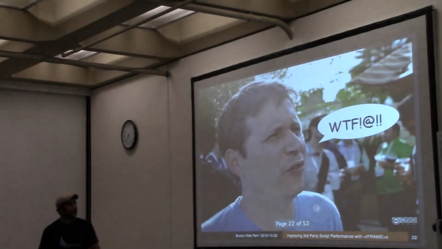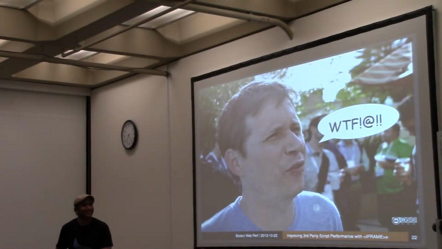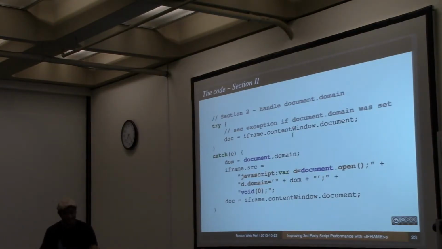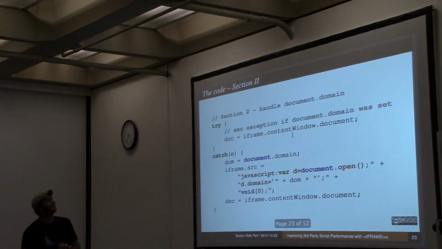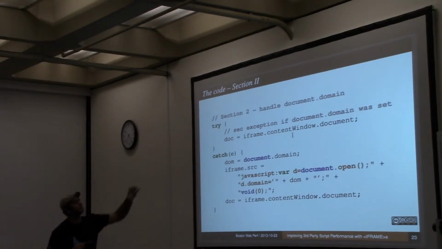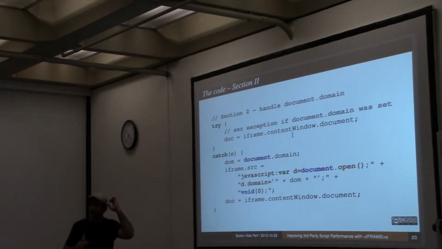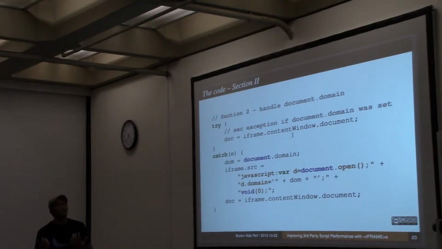So we have a trick. What we do is use try and catch in JavaScript. We try to get a handle to the iframe's window object from the parent window. And if that throws an exception, it's most likely because they've set document.domain. There are probably a few other reasons why, but this is the most likely case.